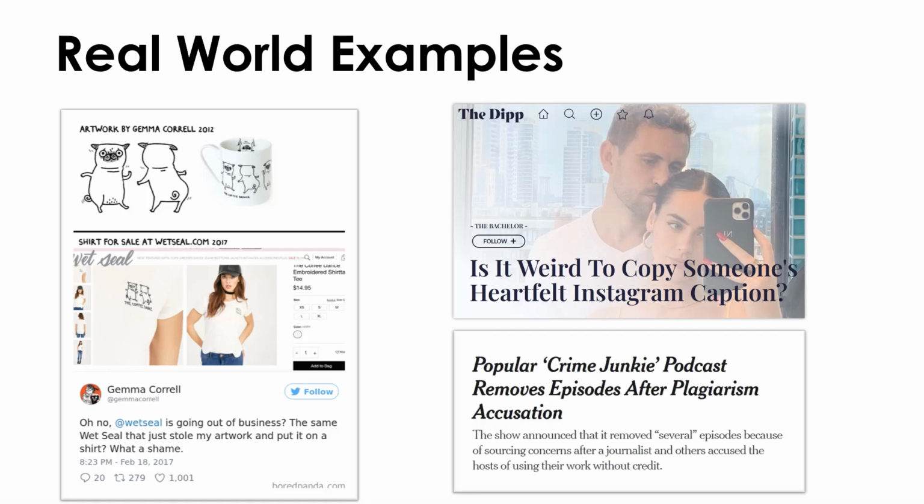This last example is probably the most egregious. The popular podcast Crime Junkie was caught plagiarizing other journalists and investigators who reported on the crimes the podcast was focusing on. Plagiarism was so extensive that several episodes had to be removed. This resulted in tarnishing the podcast's reputation and loss of income.